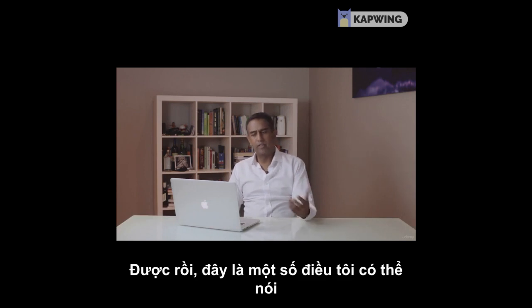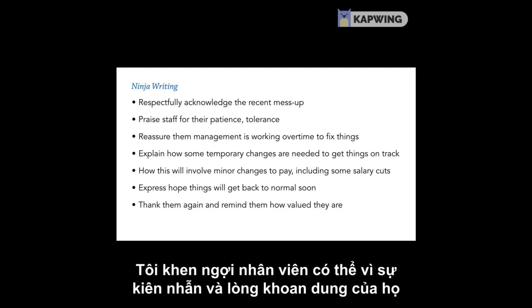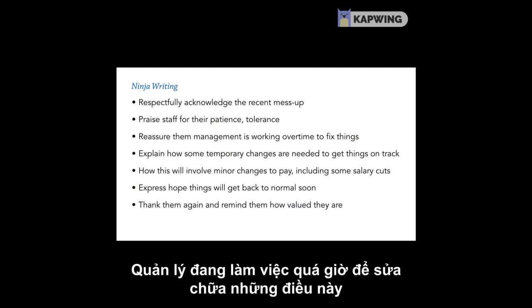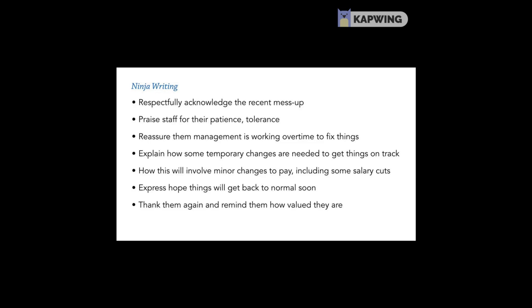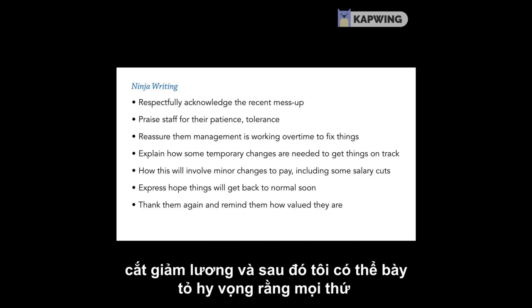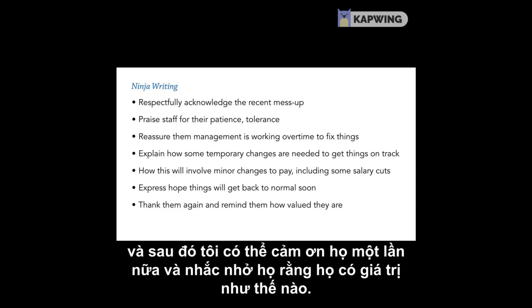Okay, here's some of the things I might say. First, I'd respectfully acknowledge the recent mess up that's taken place in the company. I'd praise staff maybe for their patience and their tolerance. I'd reassure them that management is working overtime to fix these things. I'd explain how some temporary changes are needed to help get things on track, and how this will involve some changes to pay, including possibly some salary cuts. And then I might express hope that things will get back to normal shortly, and then I might thank them again and remind them how valued they are.